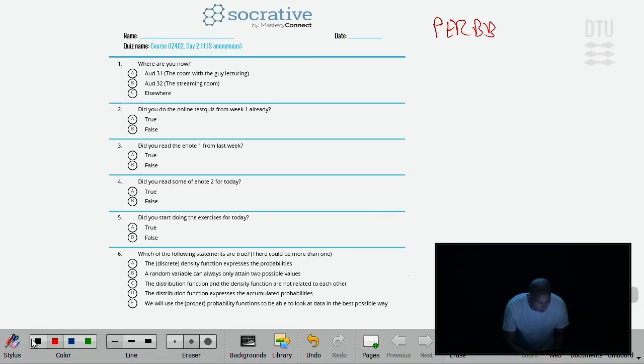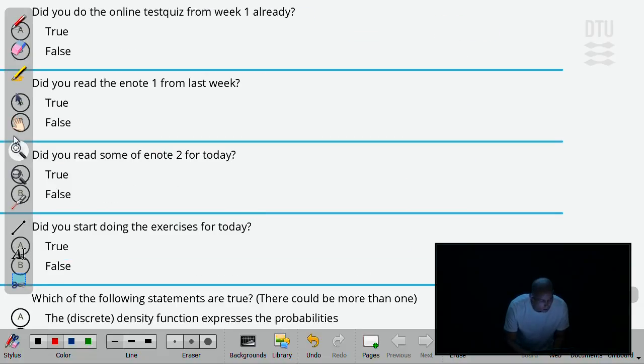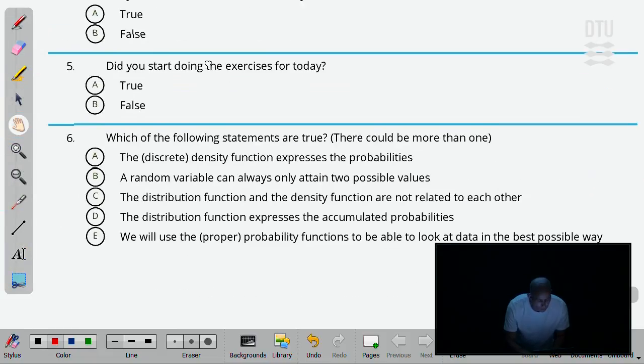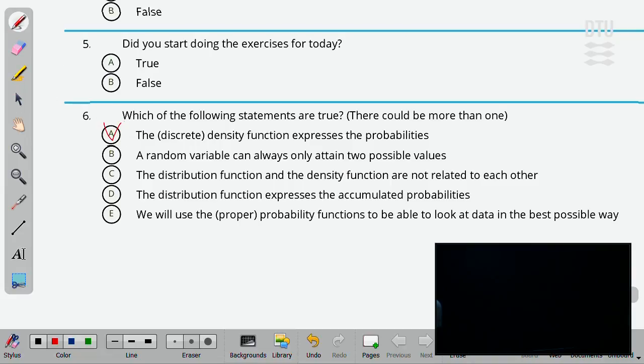Let me see. Which statements are correct? Yes, those of you, you saw it. The discrete density function expresses probabilities. Yes, that's correct. A random variable can always only attain 2 possible values. No. That's an example, but random variables can attain any kind of values. The distribution function and the density function are not related to each other. Yes, they indeed are related to each other.